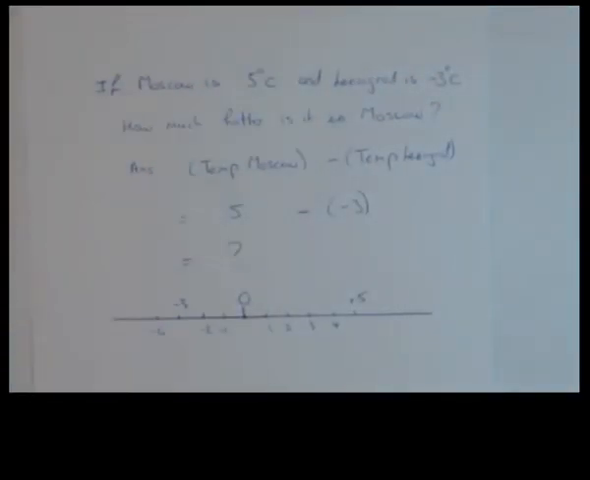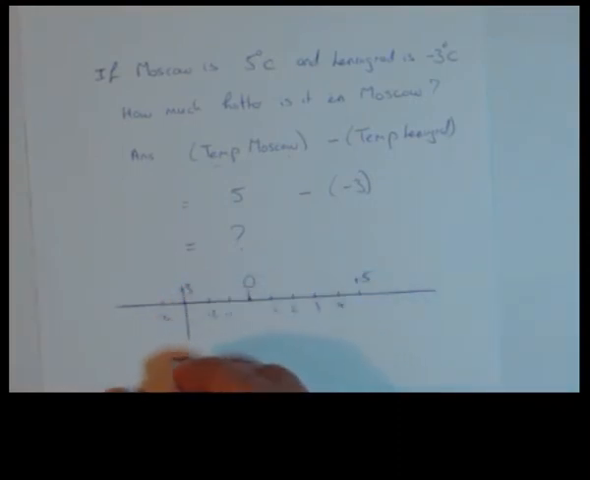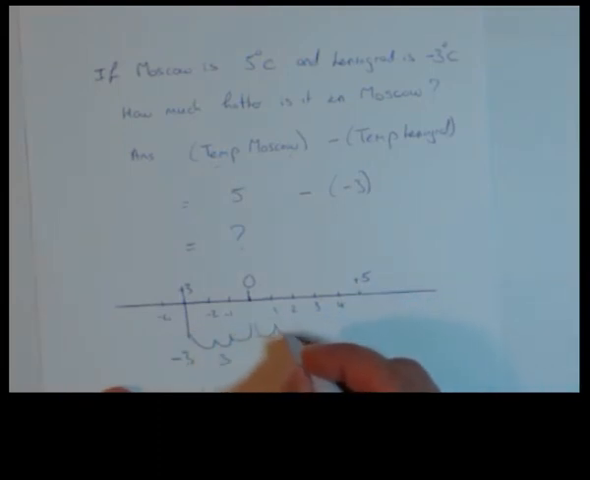So let's have a look at it on that scale that we looked at earlier. We know that minus 3 degrees means 3 below 0. We know that plus 5 is 5 above 0.